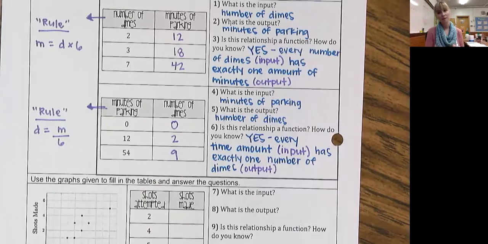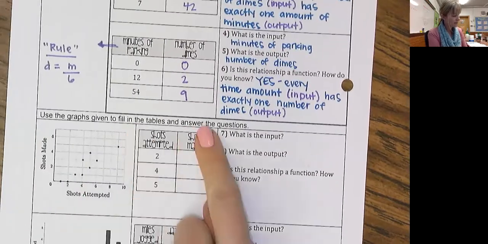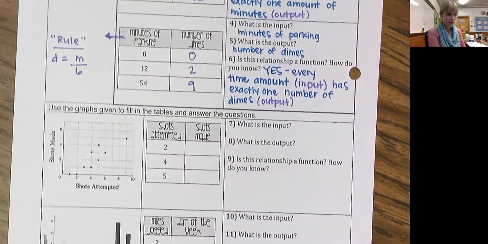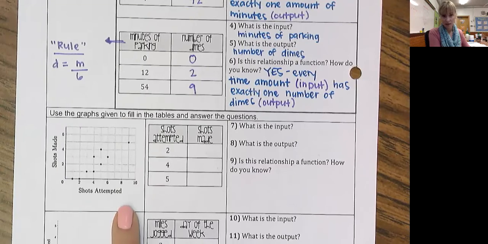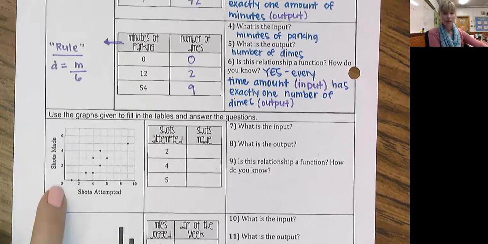Be careful though, sometimes when you switch them, it's no longer true, and you'll get plenty of practice on that as we go forward. Let's keep going. It says, use the graphs given to fill in the tables and answer the questions. Okay, here's a graph. Let's read our labels. Down here it says shots attempted, how many you tried, and then it gave me a table here. Over here it says shots made, how many actually went in.